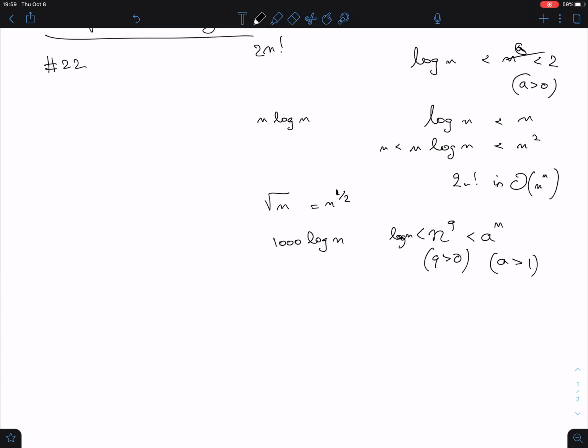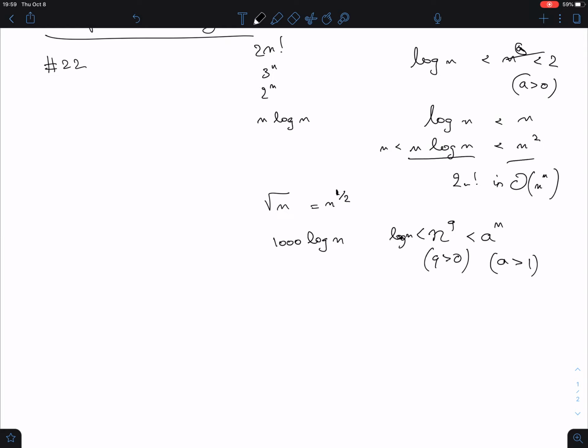Okay, so we have now 2 to the n. So 2 to the n is going to be bigger than any power of n, and of course therefore also bigger than n log n, because n log n is smaller than n squared. So they have to go on top. But there are two powers, 2 to the n and 3 to the n, and of course the bigger the base, the bigger the function. So 3 to the n will be higher up than 2 to the n.